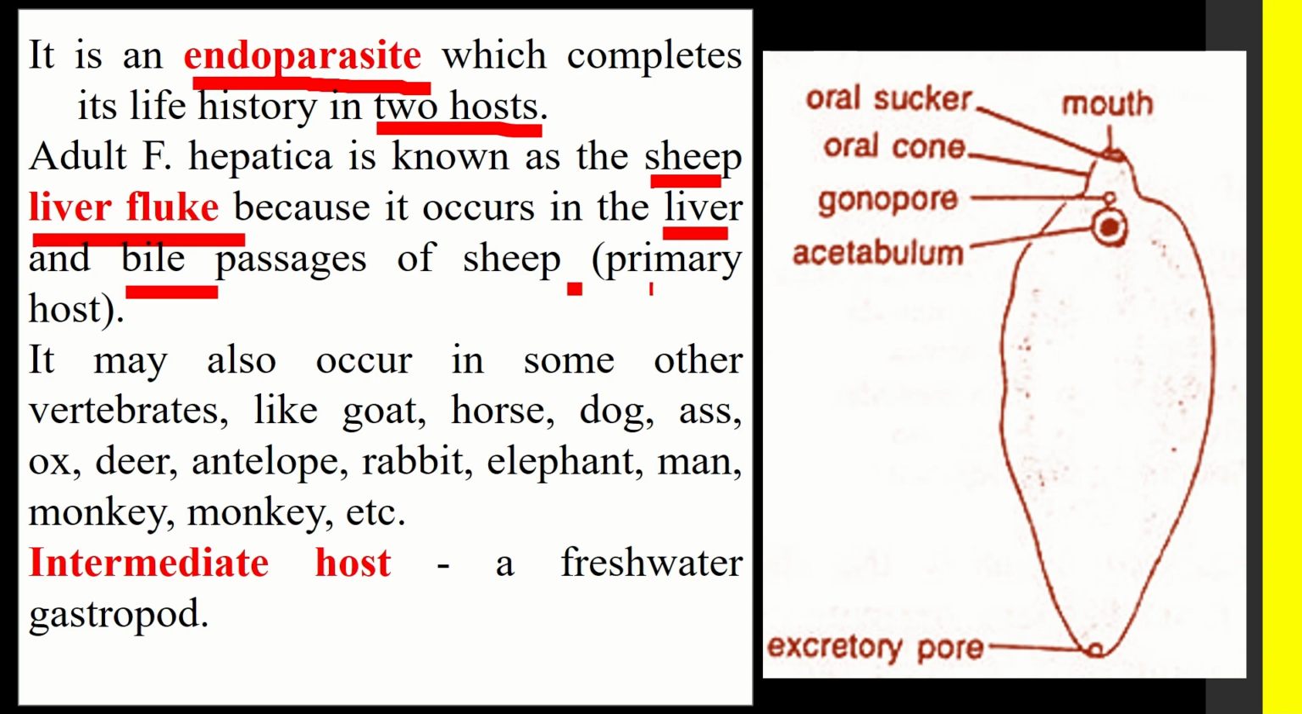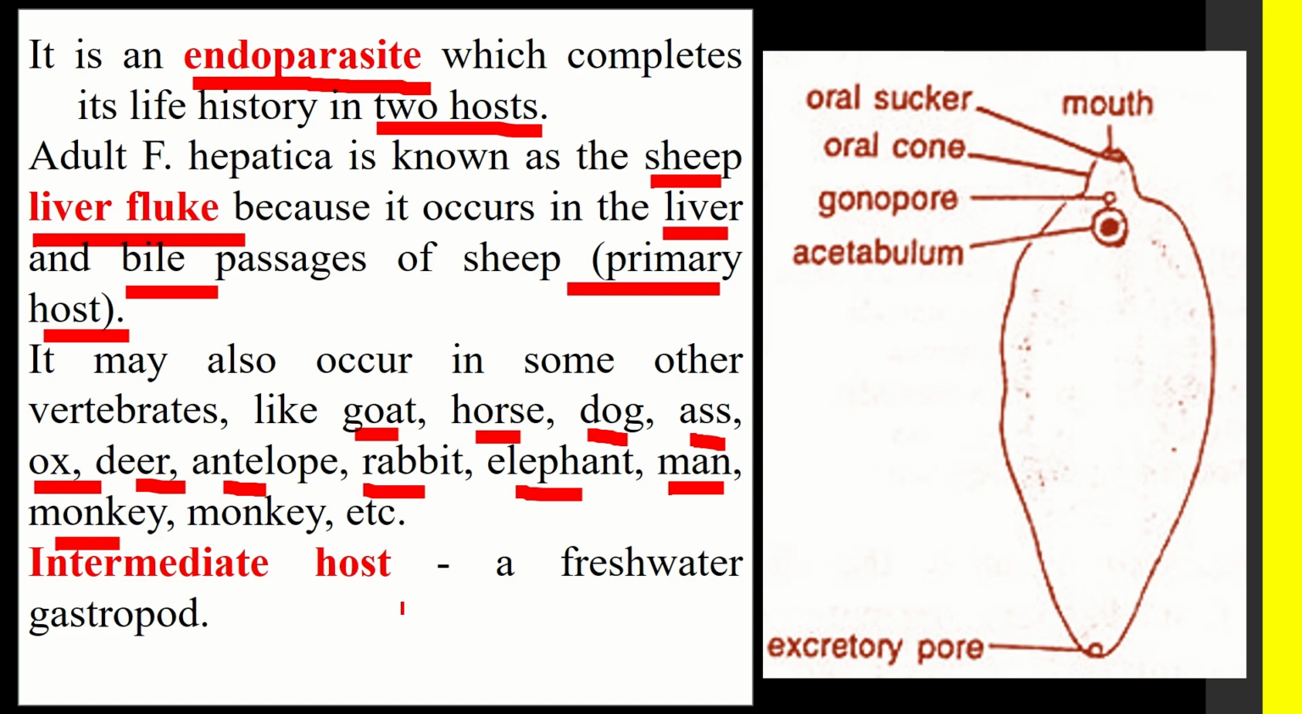It may also occur in some other vertebrates like goat, horse, dog, ass, ox, deer, antelope, rabbit, elephant, man, monkey, etc. A single sheep may harbor as many as 200 adult flukes in its liver, which may consequently cease to function normally. This effect is known as liver rot.